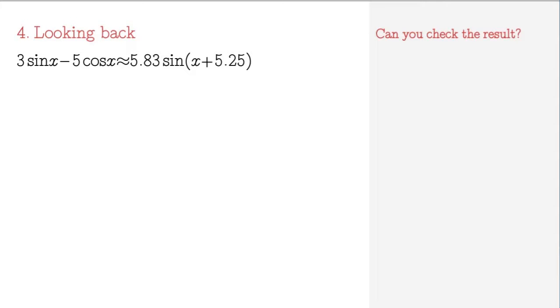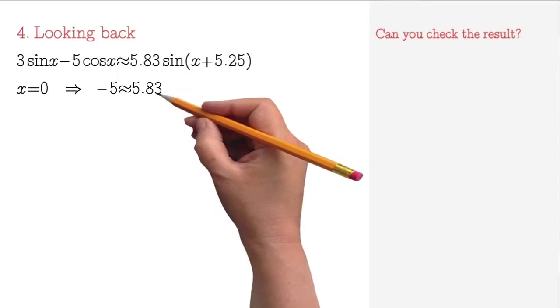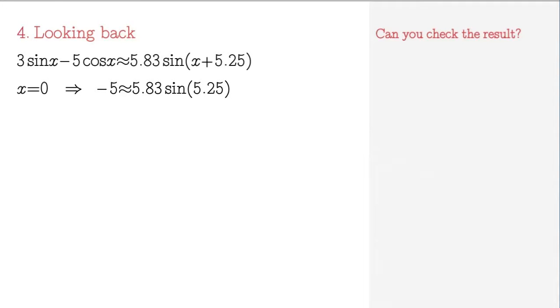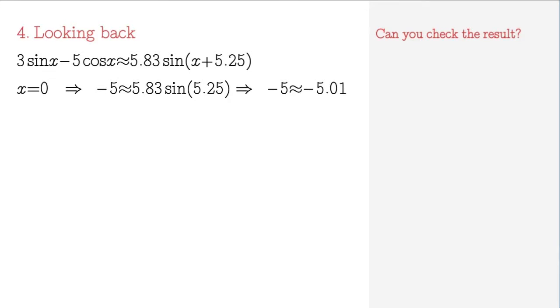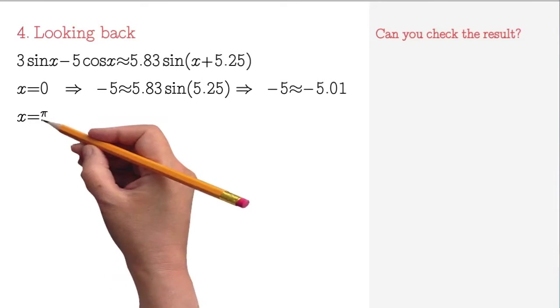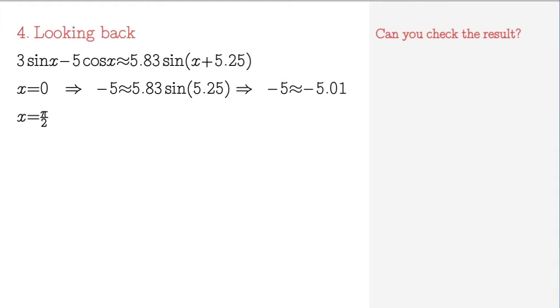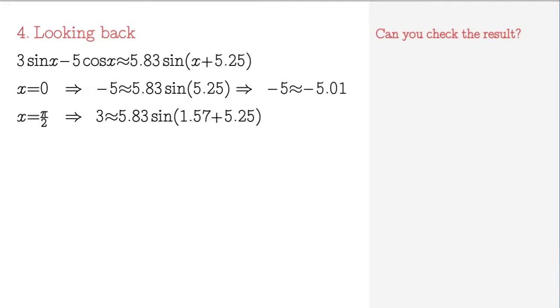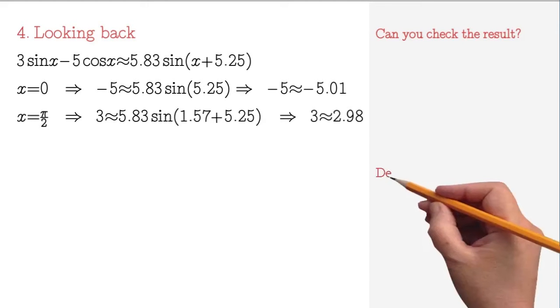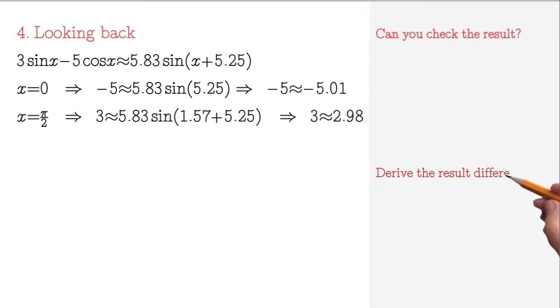Let's try with x equals 0. The left-hand side becomes minus 5, and the calculator gives that the right-hand side is minus 5.01. Close enough. Let's try another value. x equals pi over 2. The left-hand side becomes 3, and the calculator gives that the right-hand side is 2.98. Good enough. Another question we should ask is, can you derive the result differently?